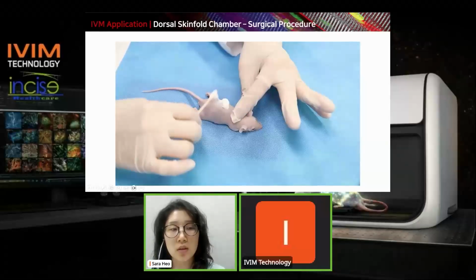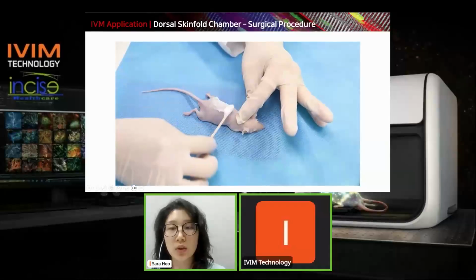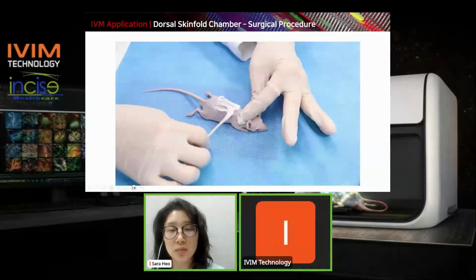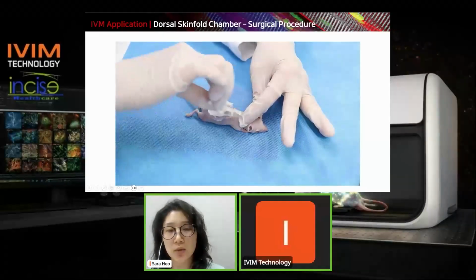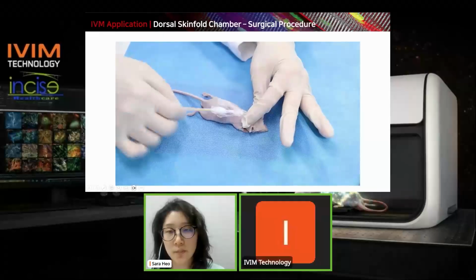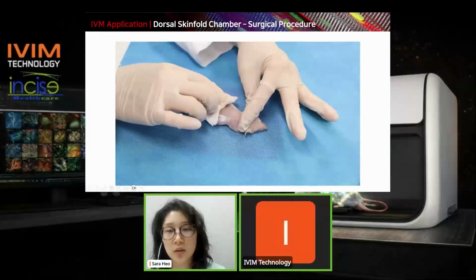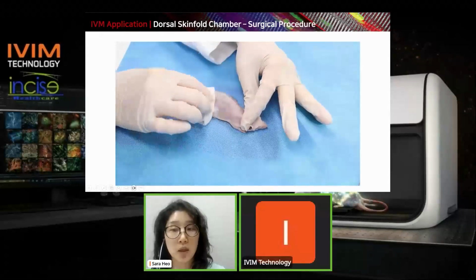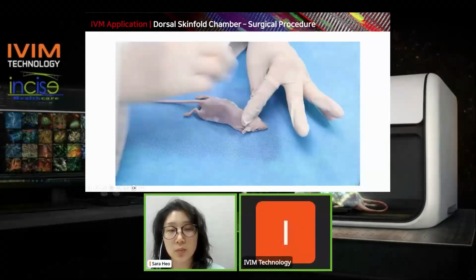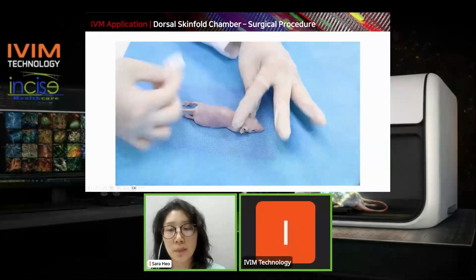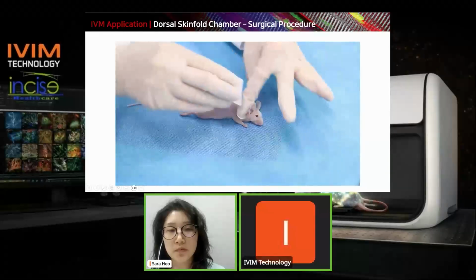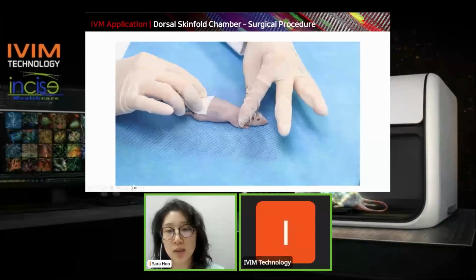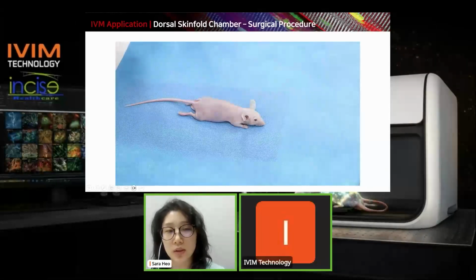So here the hair of the imaging area is removed using removal cream because it's a nude mouse. We are not shaving, but only using the cream first. And the removal cream is going to be wiped off. After wiping it off, the skin on the back is going to be folded for the chamber frame to go on it. And of course, we have to sanitize before holding the skin.